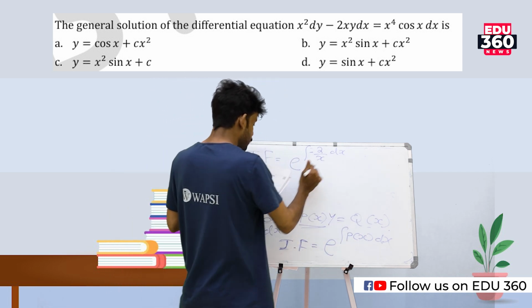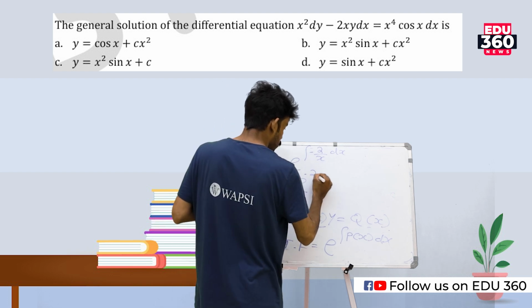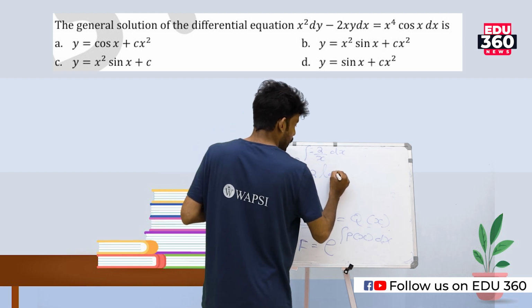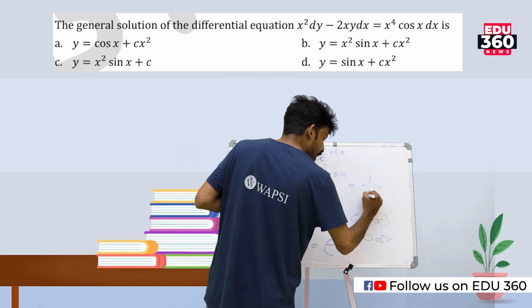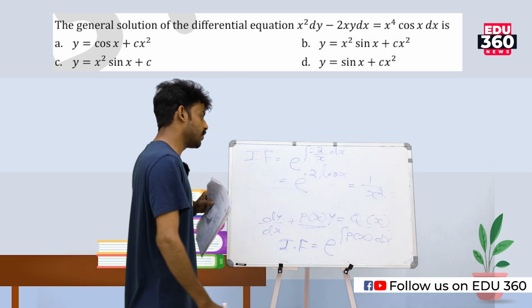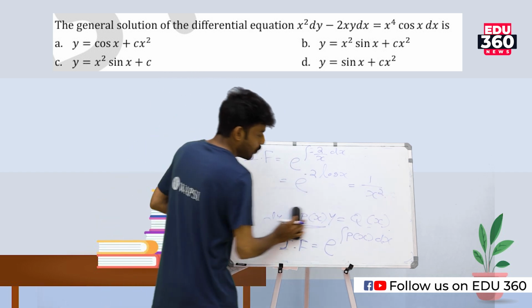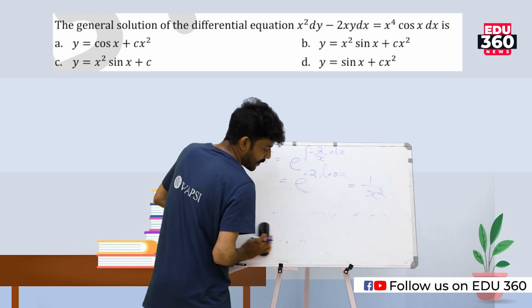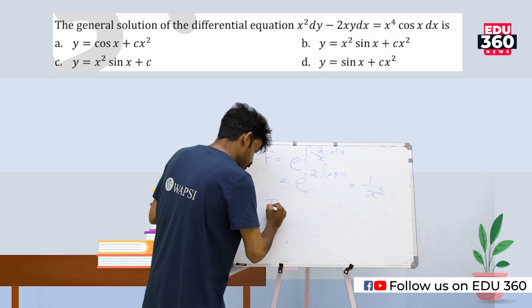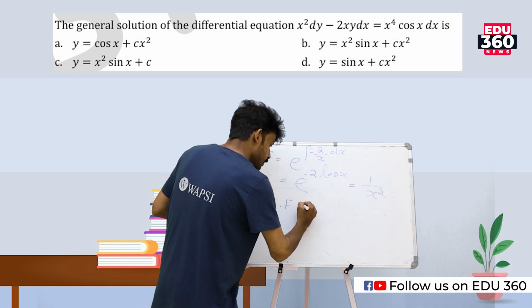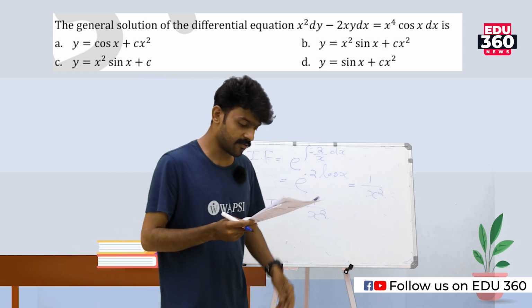So what is the integral of this? That is equal to e raised to minus 2 log x. So that is equal to 1 by x square. That means integrating factor IF is equal to 1 by x square.